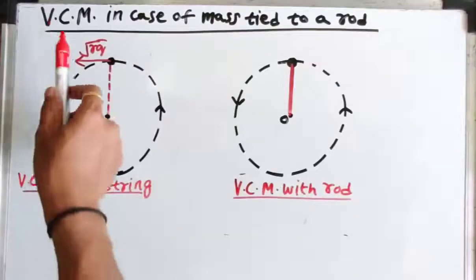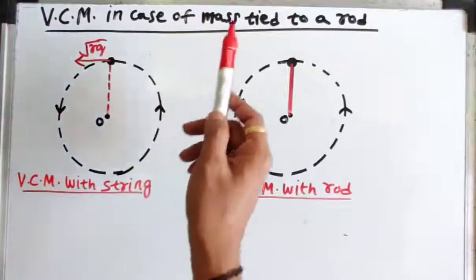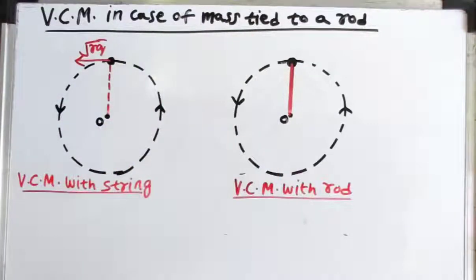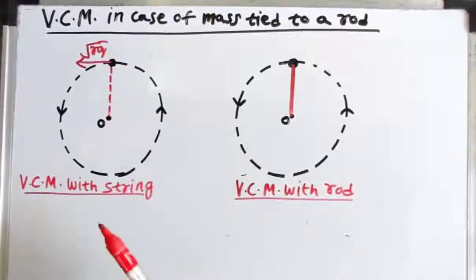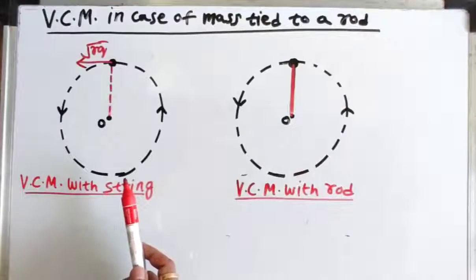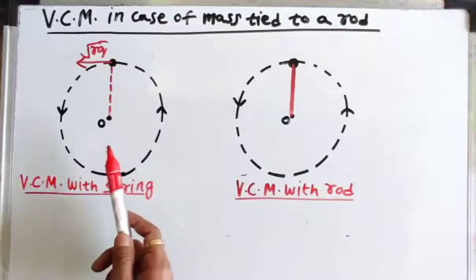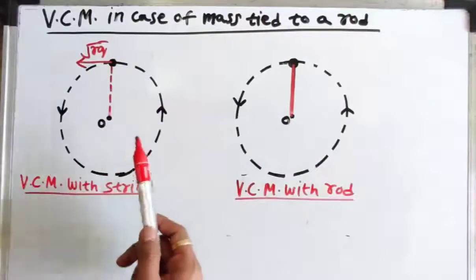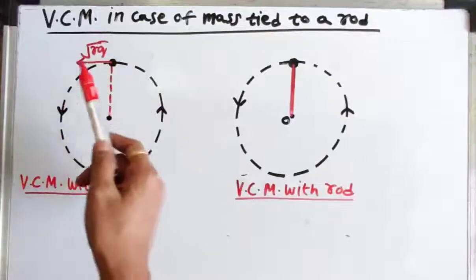Now we will discuss vertical circular motion in case of a mass tied to a rod. To understand this, we need to discuss the difference between vertical circular motion with a string and vertical circular motion with a rod. The basic difference is that the string needs some tension at all the points in vertical circular motion.